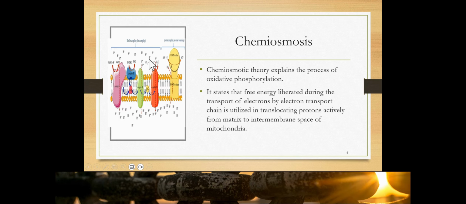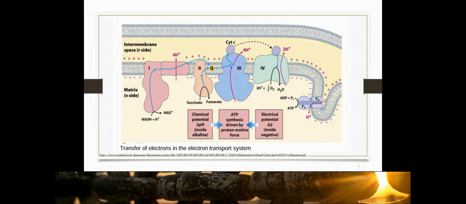This is basically what I was explaining in the previous diagram, the movement of protons. We're going to see it better in the next slide. During transfer of electrons, free energy is liberated. So when complex 1 brings its electron, complex 2 brings its electron, and those electrons are moving, there are always protons released. The free energy that is liberated during the transfer of those electrons causes translocation. When you translocate, you move from one location to another. So it causes translocation of protons from the matrix to the intermembrane space. So let's see it in the next diagram.